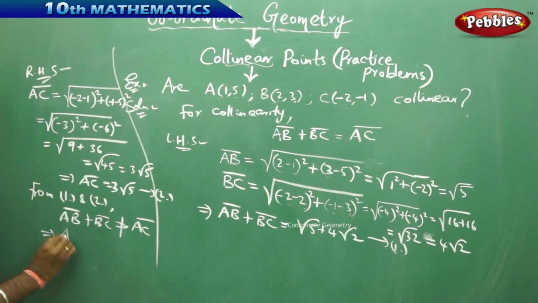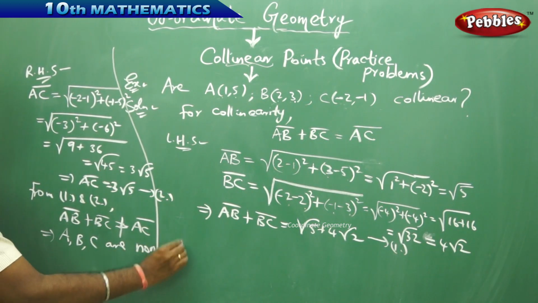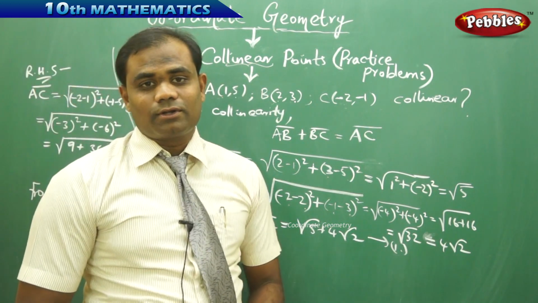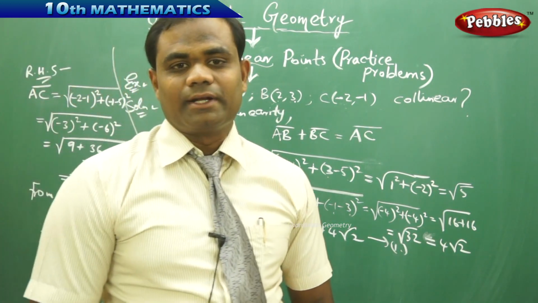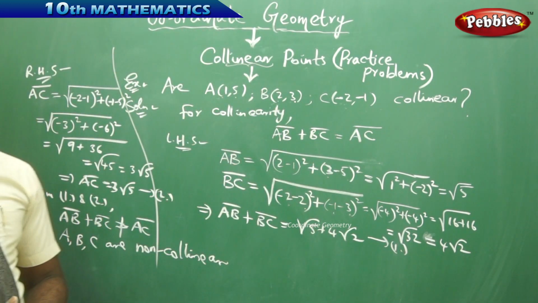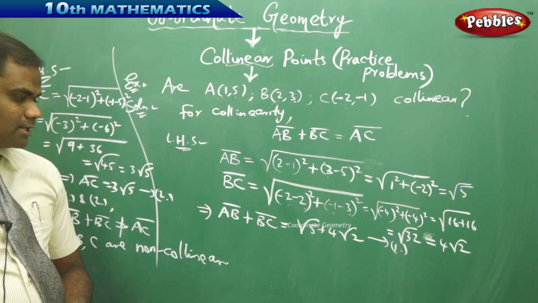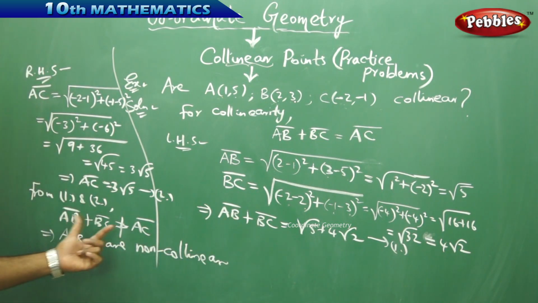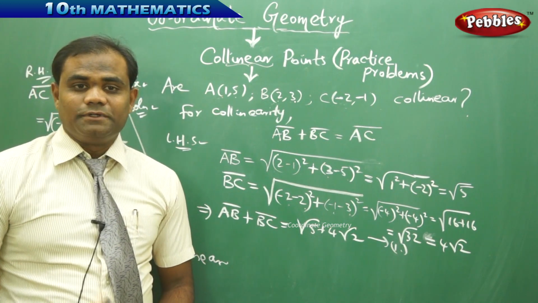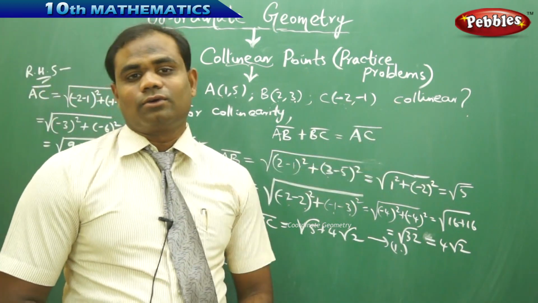That implies ABC are non-collinear. That is, the 3 points do not lie on a same straight line. If the left hand side was equal to the right hand side, then I could have said that the points are collinear. But since the left hand side is not equal to the right hand side, the points are non-collinear, is how we justify the given points for collinearity or non-collinearity.